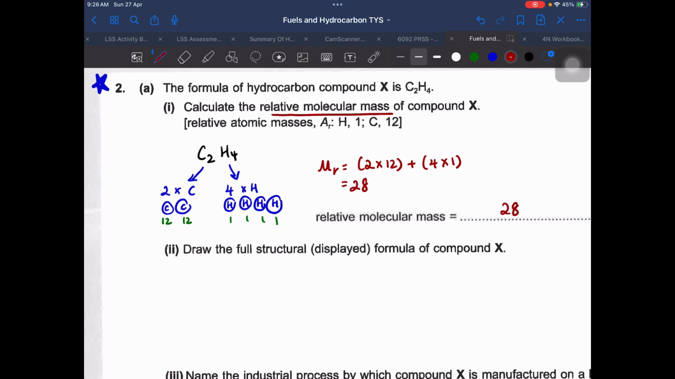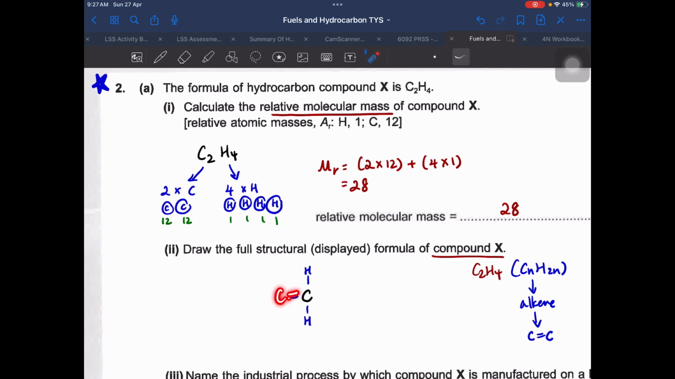Right? And we're supposed to draw compound X. Compound X is C2H4. The formula follows CnH2n, which means that it's a type of alkene, which means that it must have a C=C double bond. So same thing, draw out 2 carbon first. Since there's a double bond, we put in a double bond and we start to count. This carbon here has 2 bonds already, it needs 2 more. So then you have a H here and a H here. This carbon here has 2 bonds already, so it needs 2 more. So you need a H here and a H here.